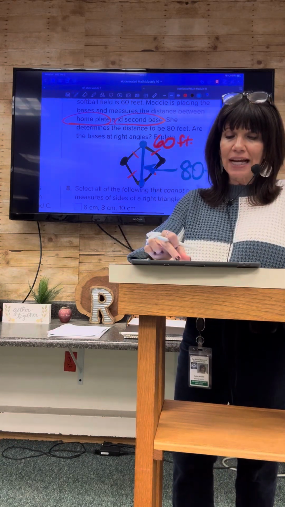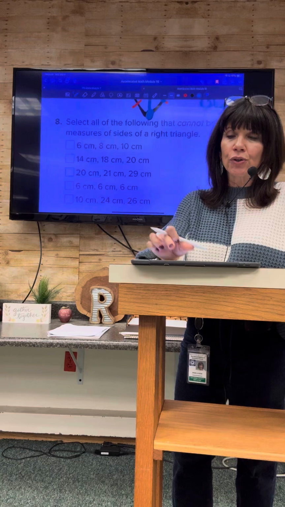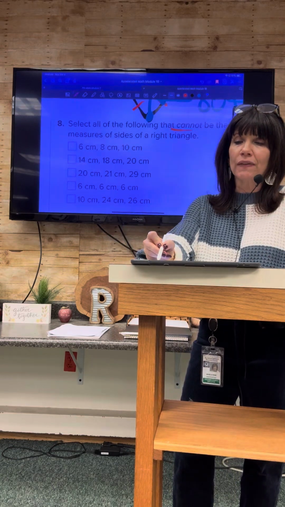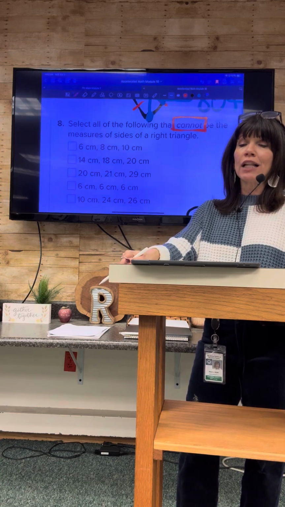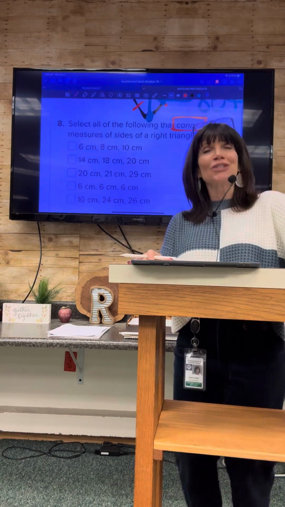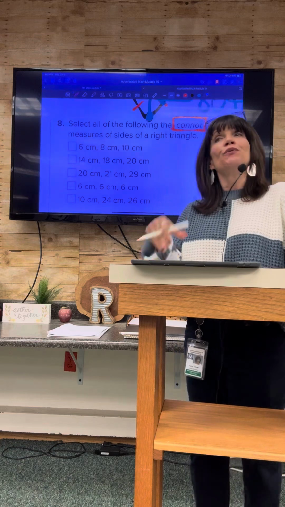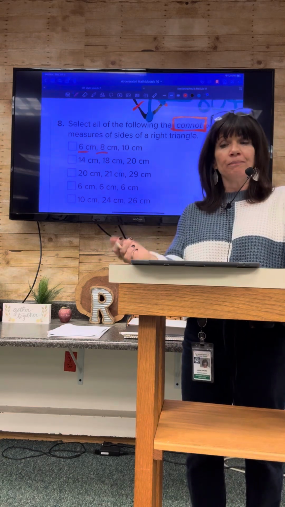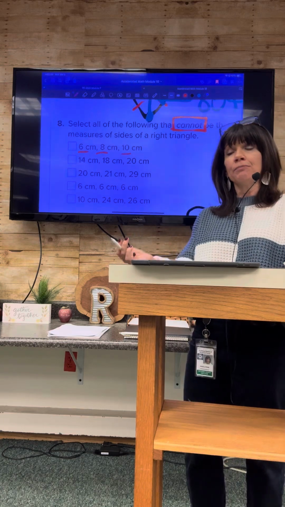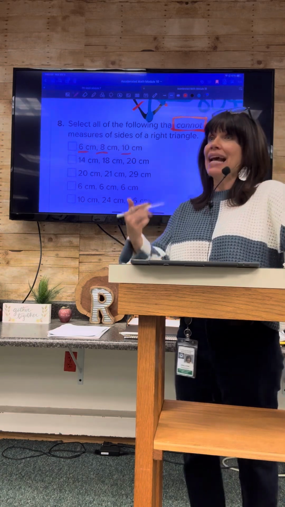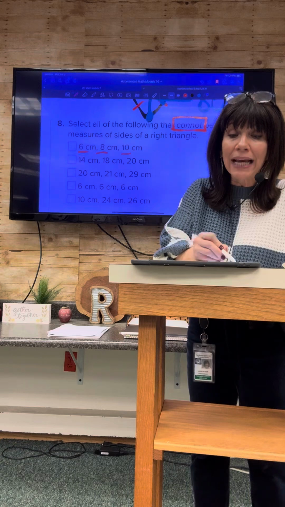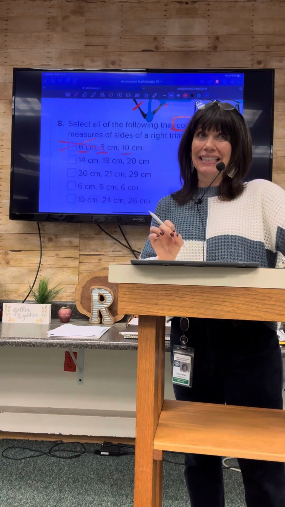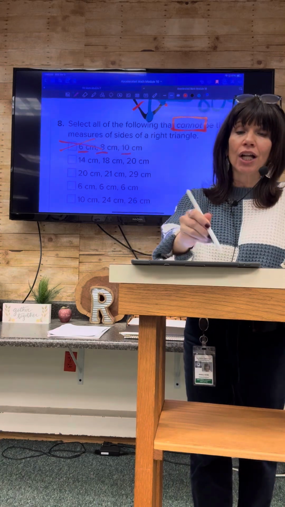I do want to point something out about number 8. I had a child earlier who thought they understood and then they got here and they were getting it all wrong because they were not focused on this word. Choose all of the following that cannot be the measures of the sides of a right triangle. So if you try the numbers in your calculator, 6 squared plus 8 squared, you write the number down. Then you do 10 squared, you write the number down. If those numbers match, you say, yes, it's a right triangle, therefore I don't pick it. If it makes a right triangle, you don't pick it. If it does not make a right triangle, you do pick it.